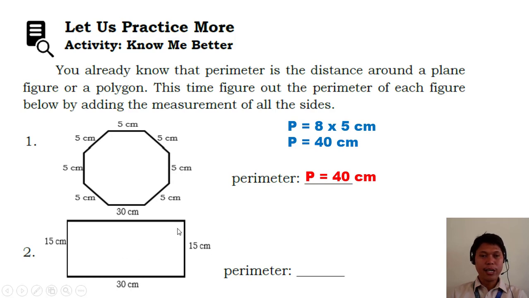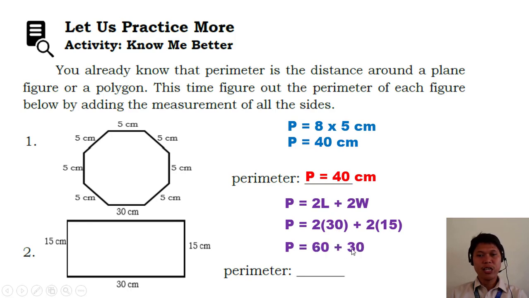Next is a rectangle. So it is 2L plus 2 width, and the length is 30, and the width is 15. So 2 times 30 is 60, plus 2 times 15 is 30. 60 plus 30 is equal to 90, and that's our perimeter.